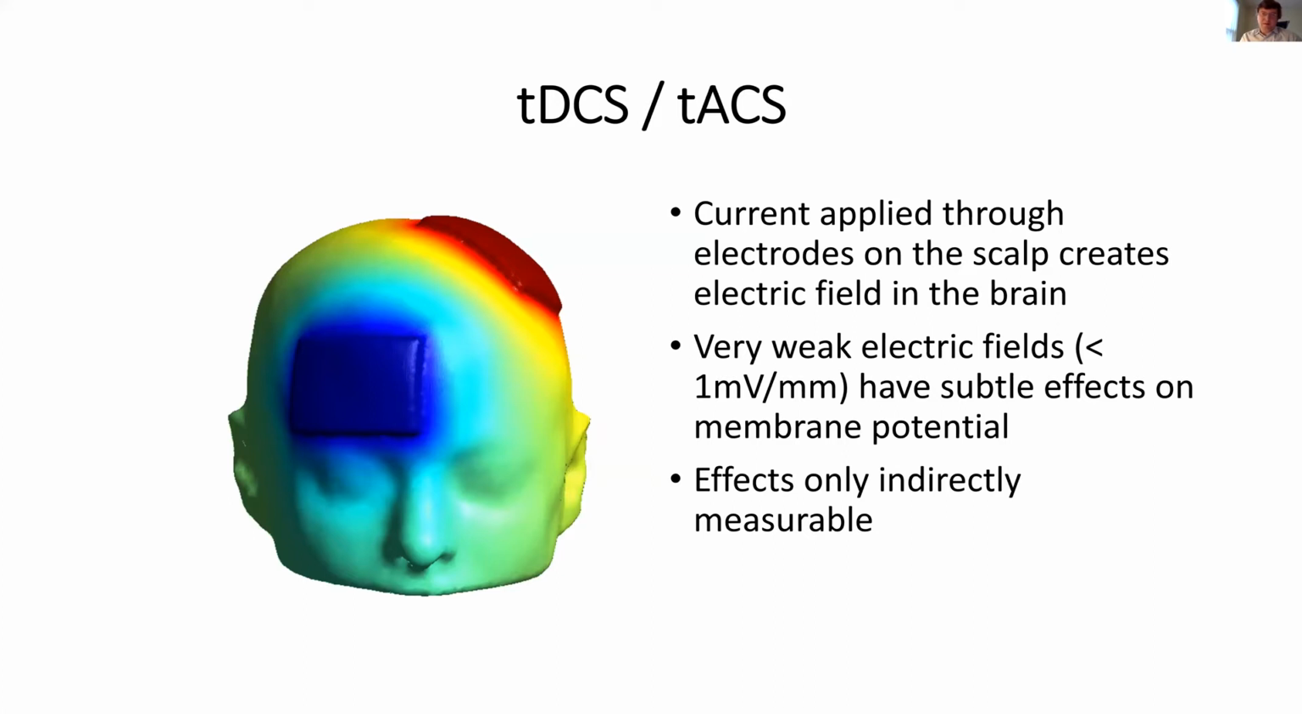The other methods, transcranial direct current stimulation, or other forms of that, for example, transcranial alternating current stimulation, where you either apply a DC electric field or AC electric field. How does that work? You can imagine that a little bit as an inverse of EEG. So you have some electrodes that you attach to the scalp, and through those you apply those weak electric fields.